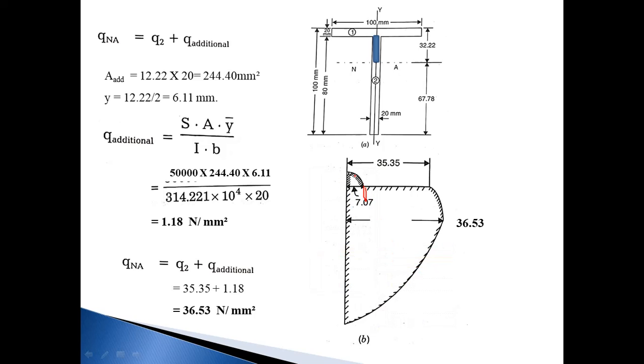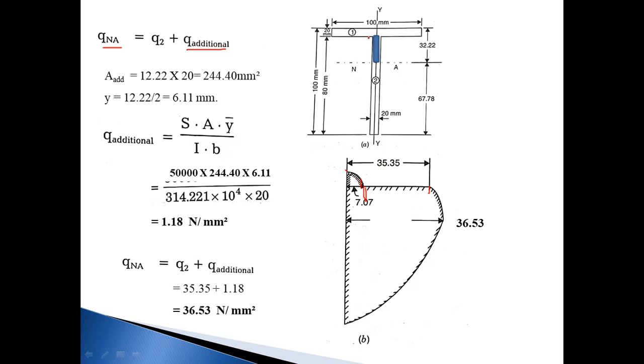Now we have calculated the Q0 value, Q1 value, and Q2 value. Now I want to calculate Qmax. Qmax means, as we already discussed, the maximum shear stress acting on the neutral axis. So we want to calculate Qmax or QNA, maximum shear stress acting on the neutral axis. So QNA or Qmax is equal to Q2 plus Q additional. Already we calculated Q2. Now we want to calculate Q additional.